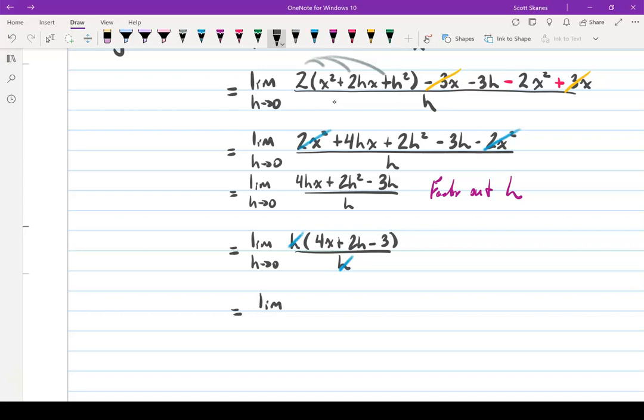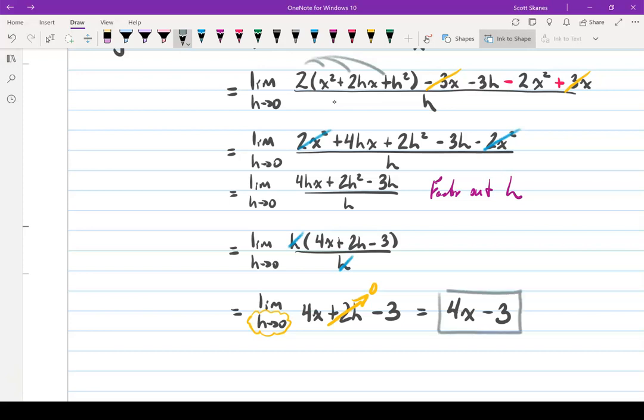Now I can just get the limit as h approaches 0 of 4x plus 2h minus 3. And essentially what that does for us is as h approaches 0, it's going to take this term, fire it to 0, and we'll be left with 4x minus 3. And that'll be our final answer.